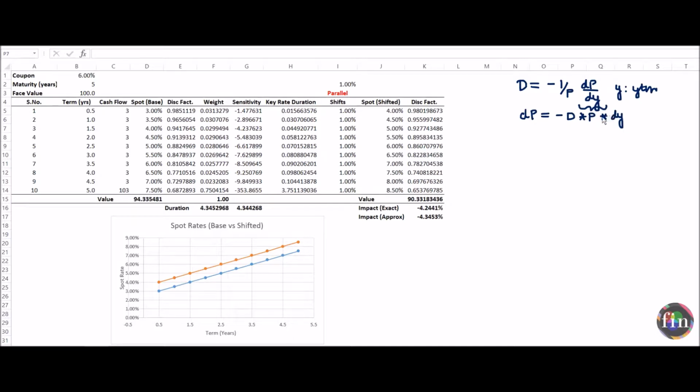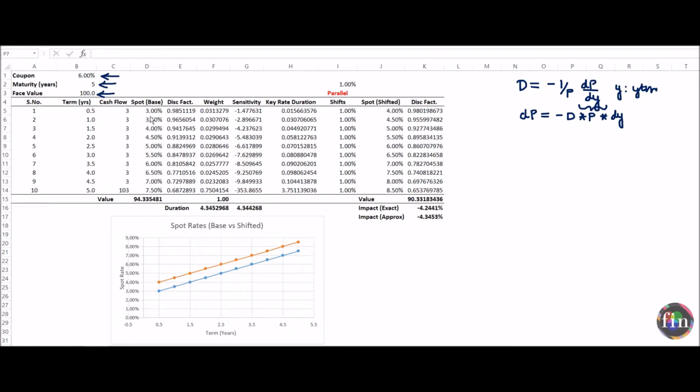Okay, now let's do this. Let's take an example of a bond. Let's say it's a bond which pays a 6% coupon. The 6% is annual, but it's paid on a semi-annual basis. The maturity of this bond is 5 years, and the face value that I'll be working with is 100.